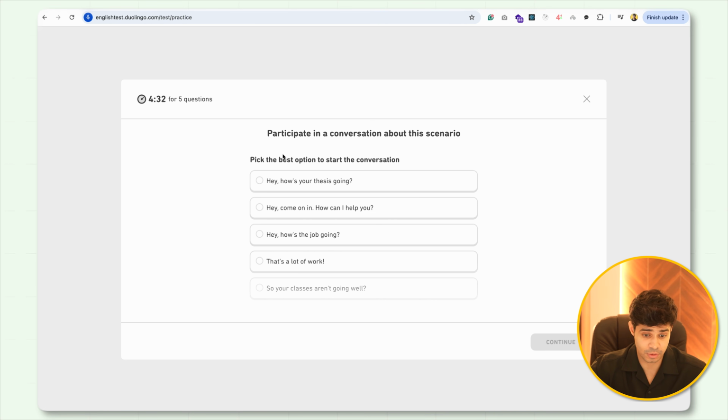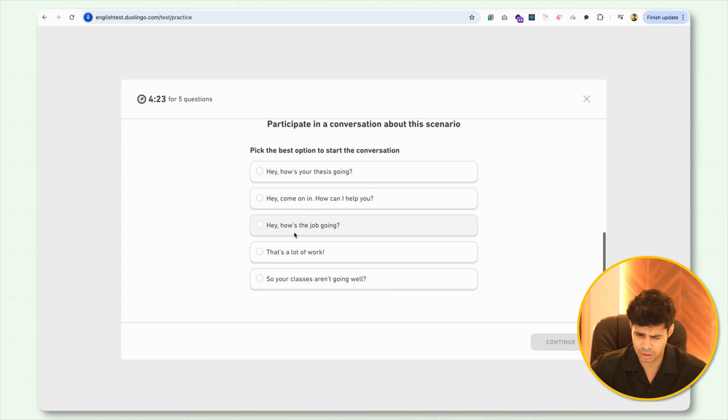Participate in a conversation about the scenario. Pick the best option to start the conversation. Hey, how's your thesis going? No, we're not doing that. Hey, come on in. How can I help you? How's the job going? I think this makes sense. That's a lot of work. So your classes aren't going well. No, this is the one.